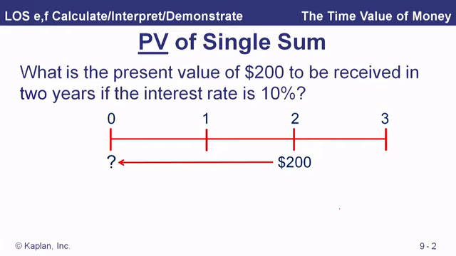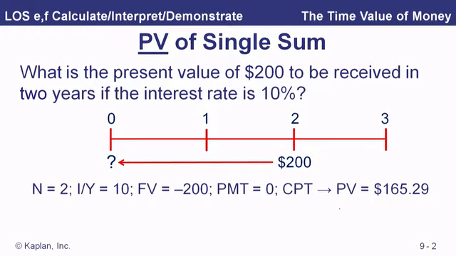Now let's go the other way in time and get the present value of a single sum to be received in the future. What's the present value of $200 to be received in 2 years if the interest rate is 10%? Well, that's just our discounting. We can certainly do it with the calculator. Notice now that our future value we've put in as minus 200, so we'll get the present value as 165.29. And again, payment 0.